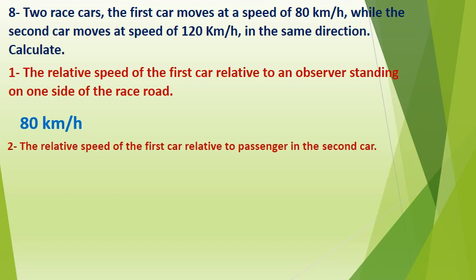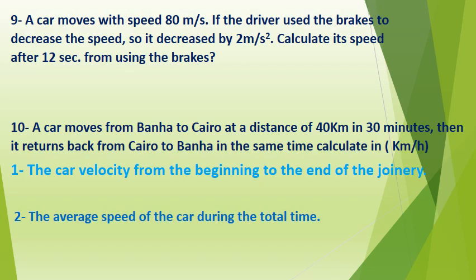Excellent. Number 2, the relative speed of the first car relative to the passenger in the second car. So this is the second car, the relative speed of the first car relative to the passenger in the next car or the second car. Can you write the answer? Yes, exactly. Both of them move in the same direction, so we will make V2 minus V1. Yes, 120 minus 80, so the answer will be 40 km per hour. Okay, now let's go to see the next problem.